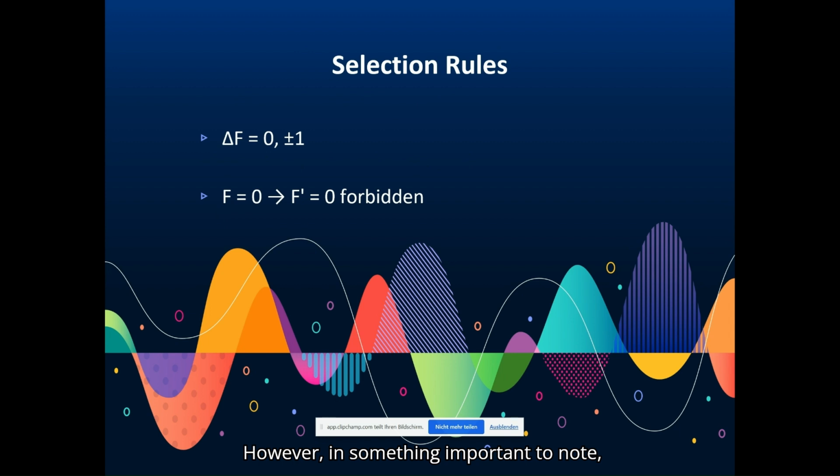However, something important to note, not all of those transitions to F prime are allowed. Electric dipole selection rules require that the total angular momentum must satisfy delta F equals 0 or plus minus 1, with the exception that the transition from F equals 0 to F prime equals 0 is forbidden. The reasons for that go beyond the scope of this video.